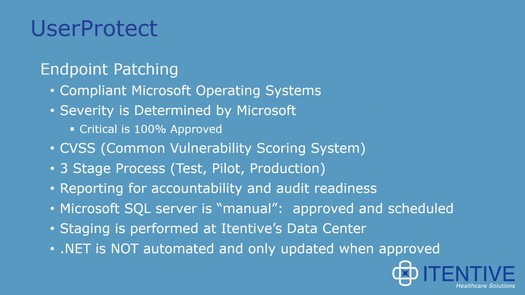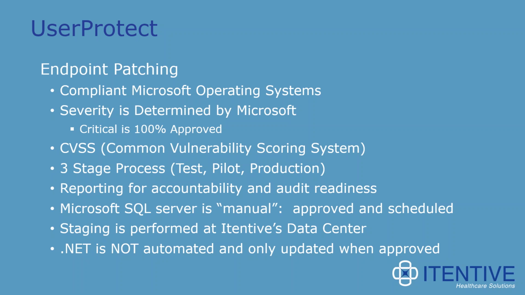And then UserProtect continued with endpoint patching, compliant Microsoft operating systems. We have to be able to keep those up to date because Microsoft is always releasing security patches. And are you getting them in as you need it? And is it consistent? Are all your users doing it? The severity is determined by Microsoft. Critical is 100% approved. CVSS, Common Vulnerability Scoring System. We have a 3-stage process: test, pilot, production, when we're putting in any major patches. Then reporting for accountability and audit readiness.